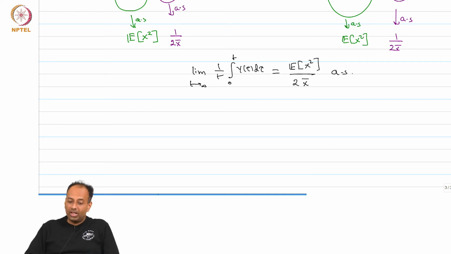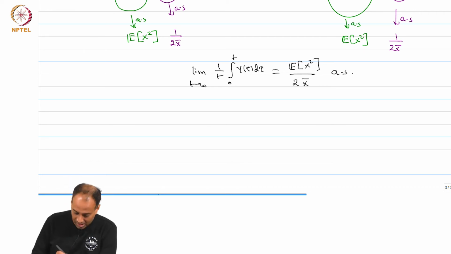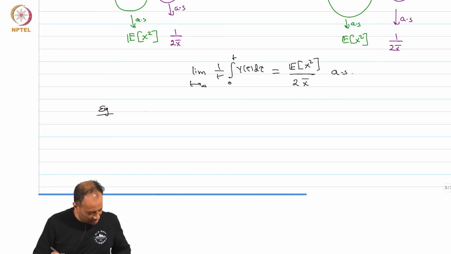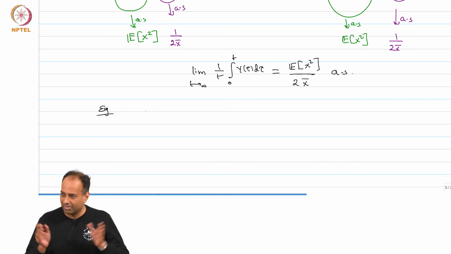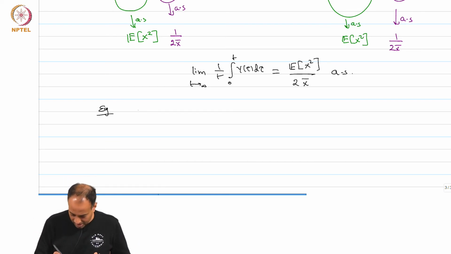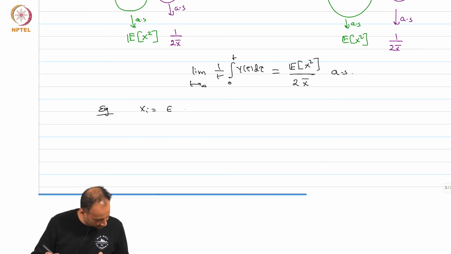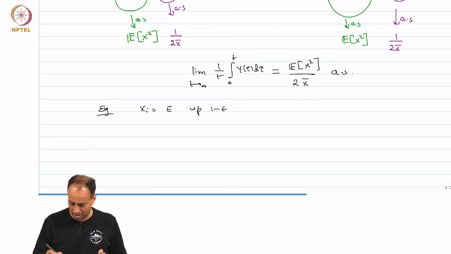So, now this formula you can apply to anything. For example, if you take the process that I mentioned, where with high probability you have arrivals which are very close, let us say X_i is equal to epsilon with probability 1 minus epsilon, and is equal to 1 over epsilon with probability epsilon.